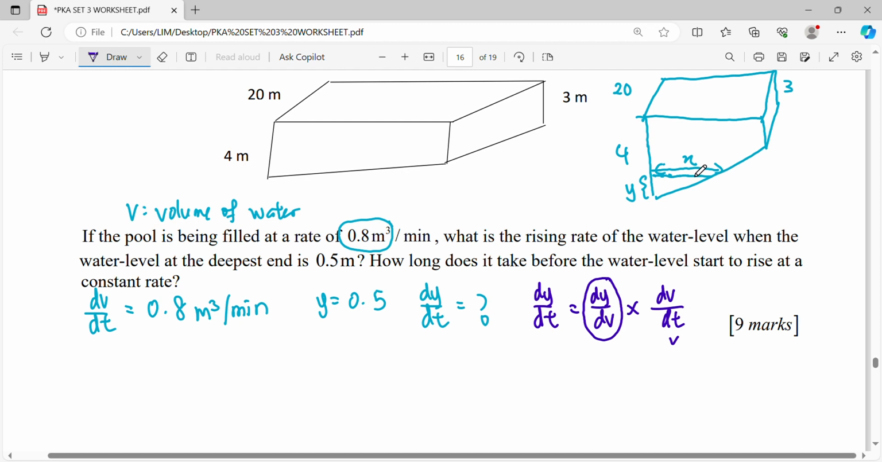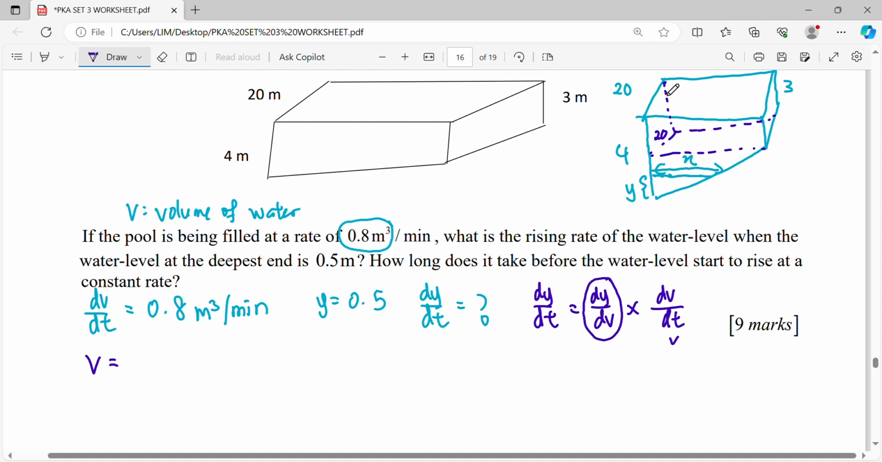So look at the water here. When you fill in your water, what's the shape of this water? Triangle. So what's the volume of it? So actually it's a triangle, right? Right? So this 20 is constant. The y is constant. Just the x and y is changing. Okay?